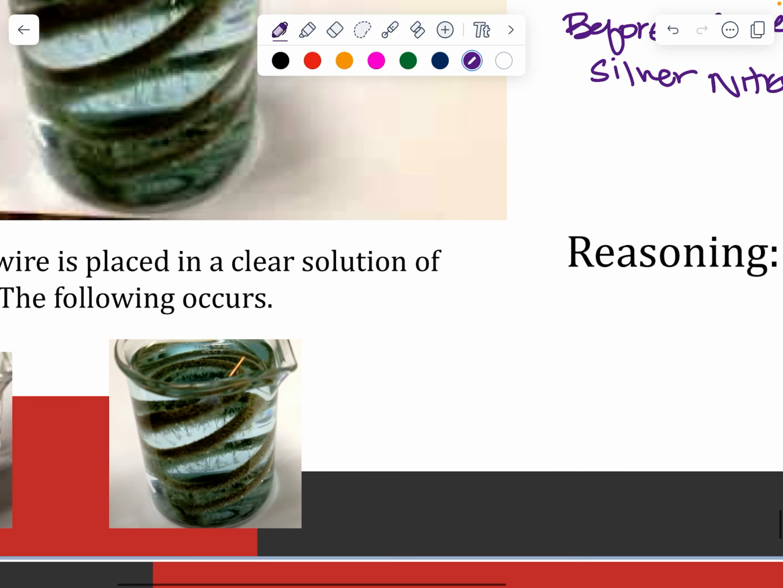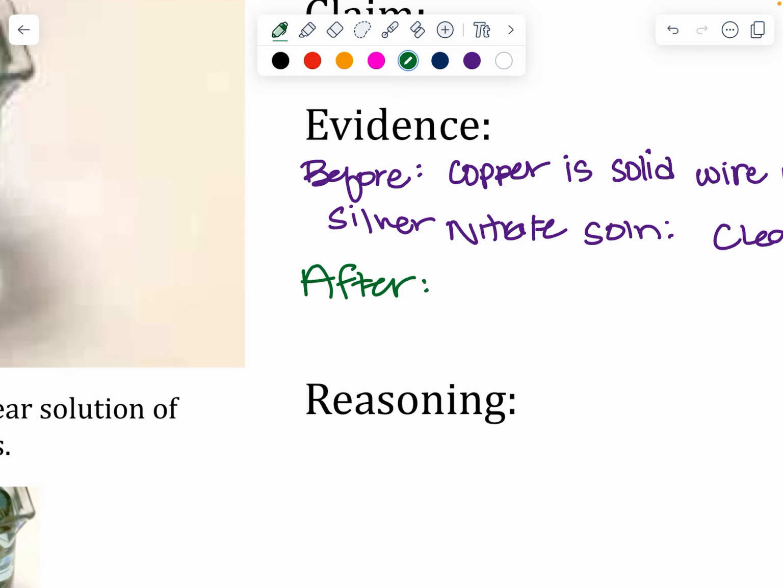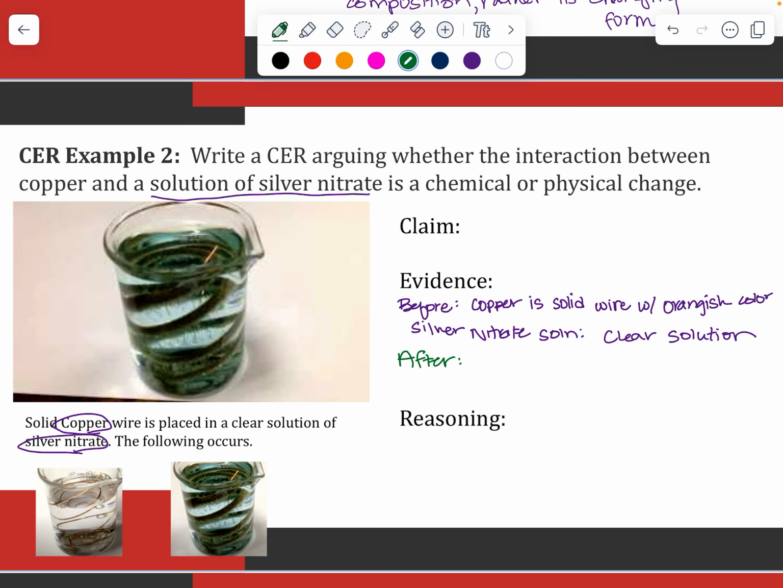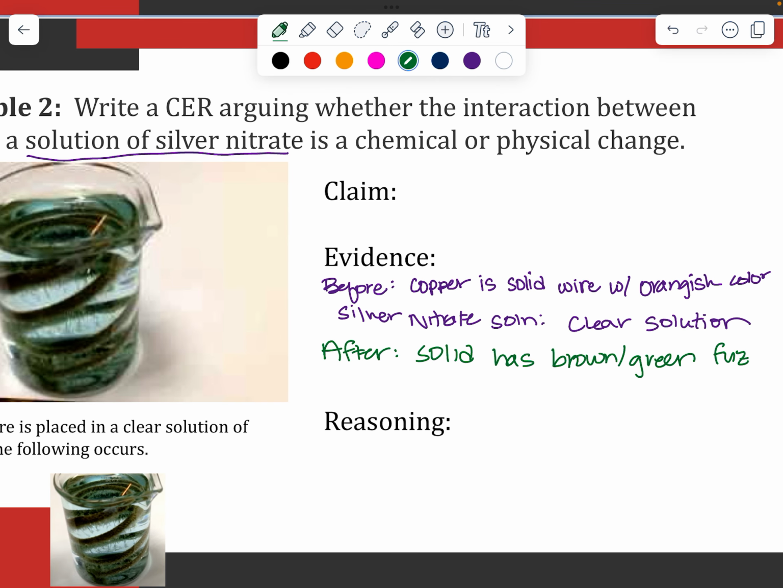After, what am I seeing? Now with my after, I don't actually know what the chemicals are anymore. And so I'm going to just kind of say solid and then the solution. After, what does that solid look like? That solid to me looks like it's got some brownish green fuzzy stuff on it. So the solid has brown green fuzz on it. And then I'm going to say that the solution is blue-green in color.